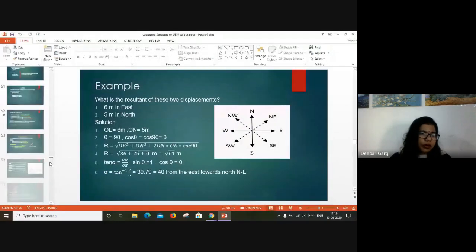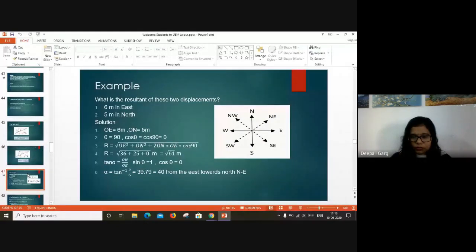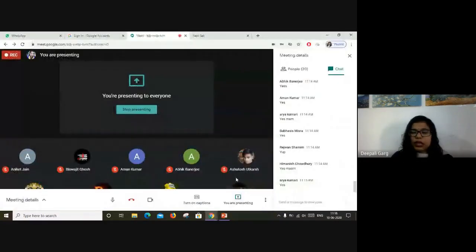Let me start off with the introduction. Till now we have covered scalars and vectors, what is a vector, what is a scalar, how we add scalars, and how we add vectors. So today our task is, how do we multiply vectors? We have to learn how to multiply vectors and what is the effect of this multiplication.